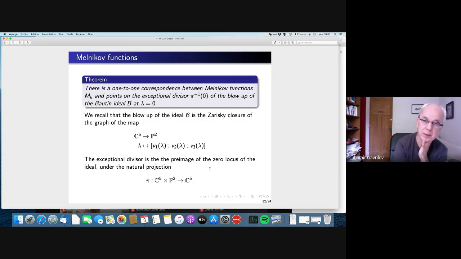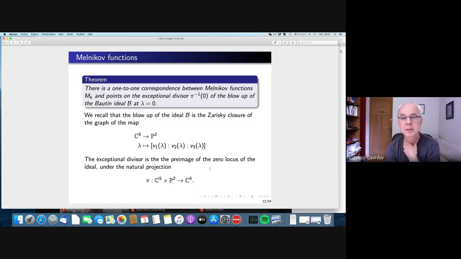We don't speak about Melnikov functions and limit cycles, but we speak about the exceptional divisor. Of what? Okay, we have an ideal. The variety of the ideal is singular. We are interested in the point 0, lambda equal to 0. Let us blow up the ideal in such a way that our ideal becomes locally principal. We shall show how this can be done.